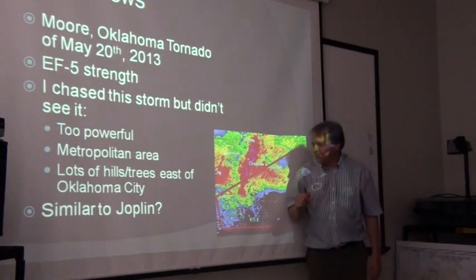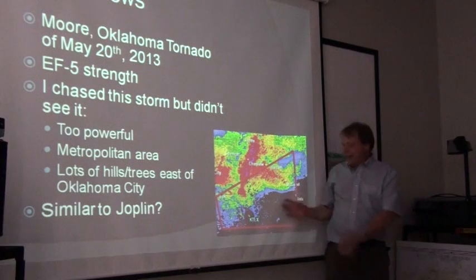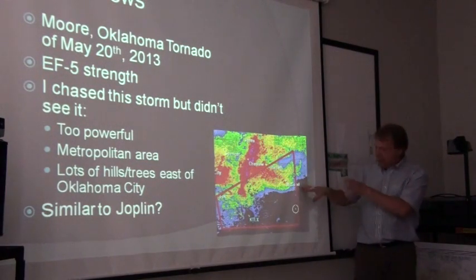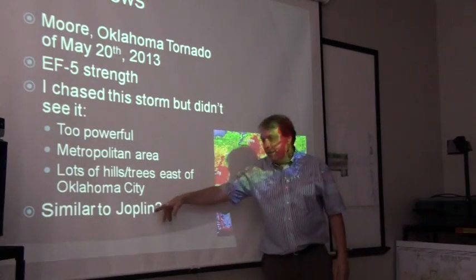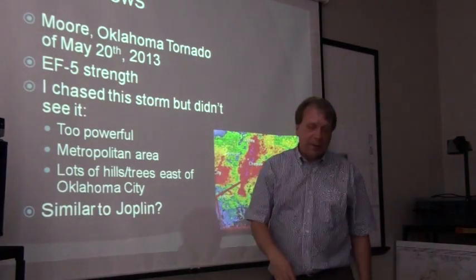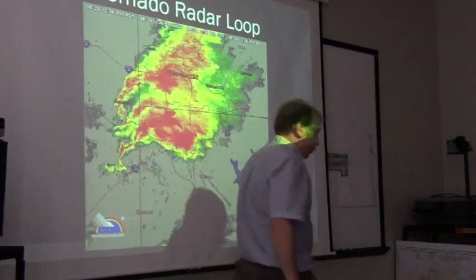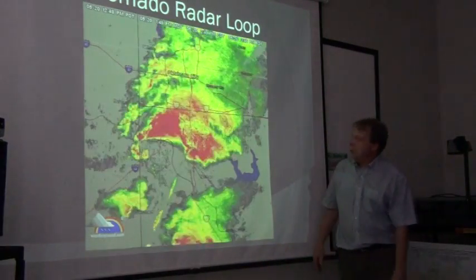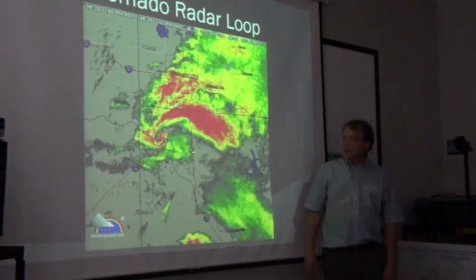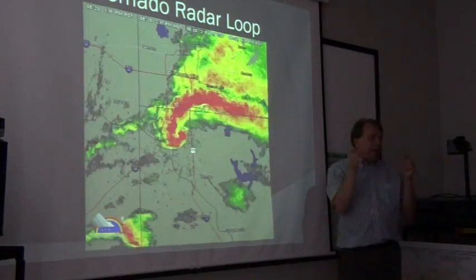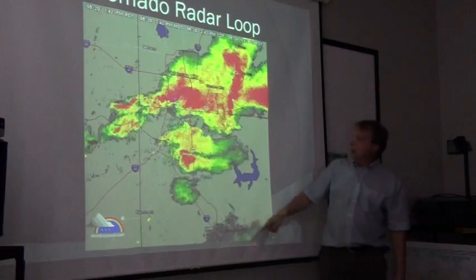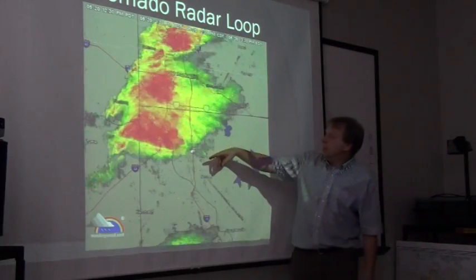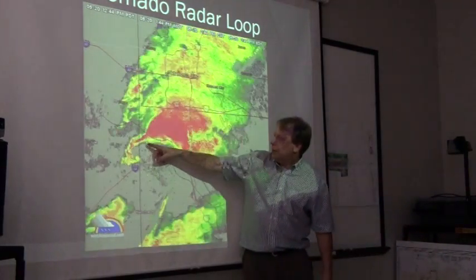There we go. So again, that's a kind of a sidebar, but this storm was very intense. Metropolitan area. It was similar to Joplin in many ways, and I'll talk about that here in a minute. There's a loop, and this is a high-resolution loop made by a radar that sits at the airport. So it scans very often, much more than typical radar does. Look at the curl on this thing as it develops here. Right here, look at that.